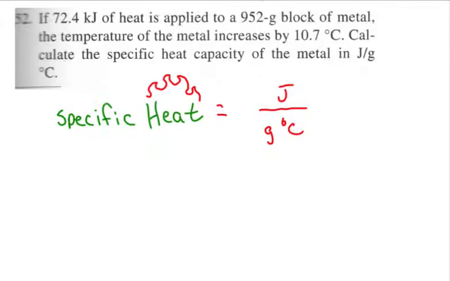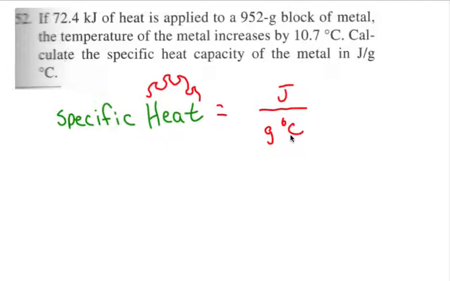Okay, so I'm doing problem 52. If 72.4 kilojoules of heat is applied to a 952 gram block of metal, the temperature of the metal increases by 10.7 degrees Celsius. Calculate the specific heat capacity of the metal in joules divided by gram degrees Celsius. So specific heat, the units are joule over gram Celsius.